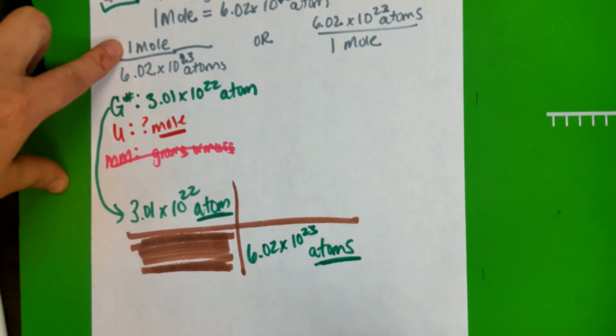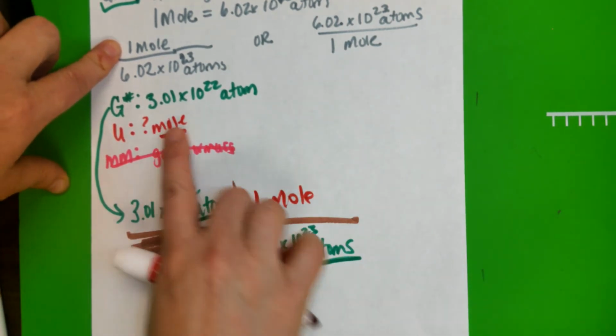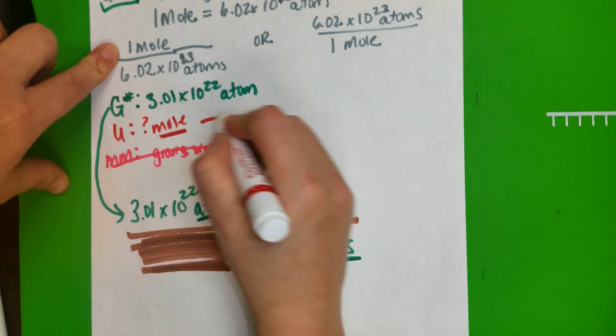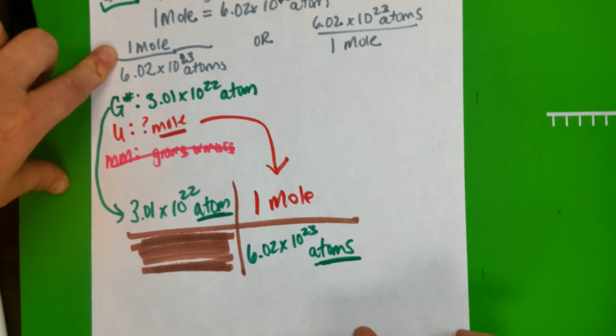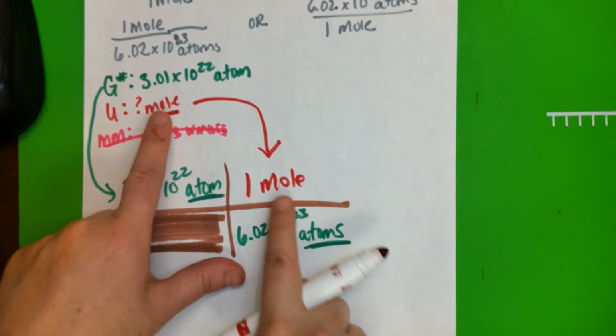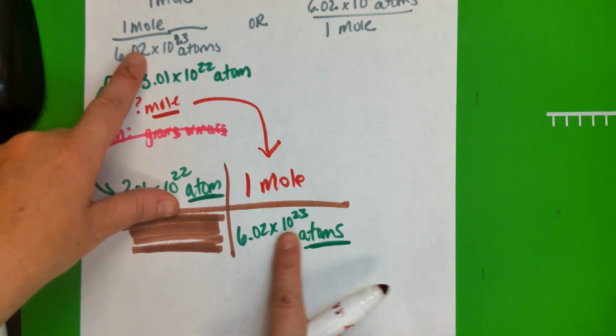And then on top, it's going to be your 1 mole. You see the mole, it's your unknown. Unknown has to be last on the top, always. And given is first on the top, always. But again, this one's just mole. The number will be the 1, and the 6.02 is on the bottom.